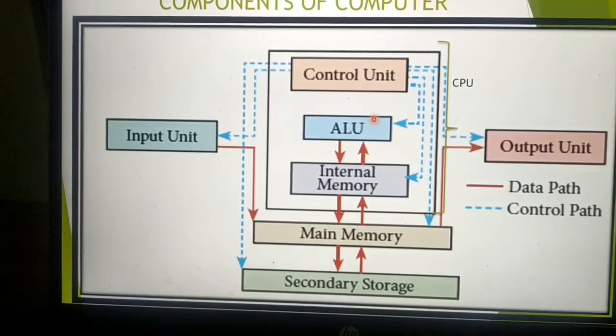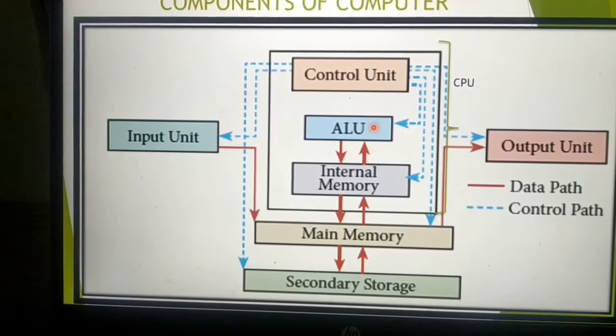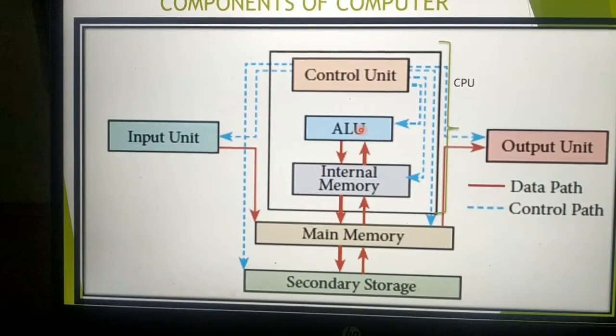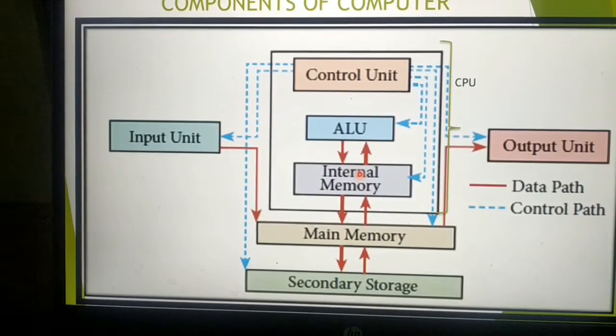Next, the second one is the arithmetic logic unit. All the arithmetic operations like addition, subtraction, multiplication and division, and logical operations like AND, OR, exclusive OR, etc. will be done by this arithmetic logic unit. Based on this, it takes the final decision also. Next, currently working operations will be stored in the internal memory, which is called a register.